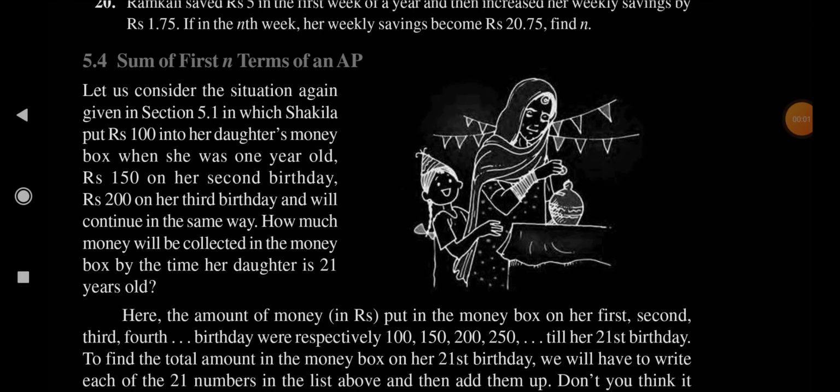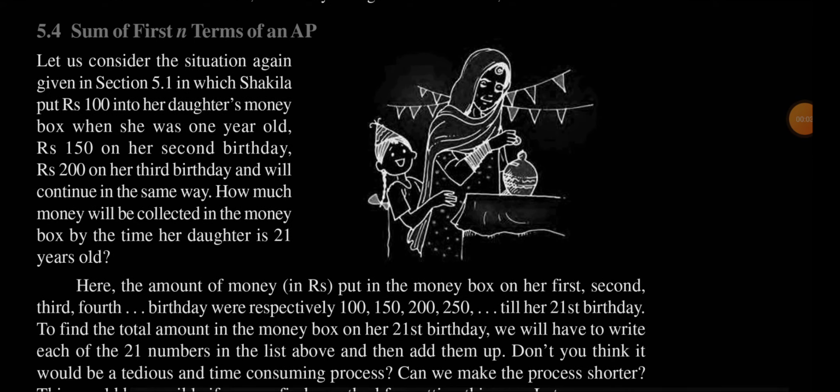Sum of first n terms of an AP. Let us consider the situation again given in section 5.1, in which Sakila put Rs 100 into her daughter's money box when she was 1 year old, Rs 150 on her second birthday and Rs 200 on her third birthday, and will continue in the same way. How much money will be collected in the money box by the time her daughter is 21 years old?